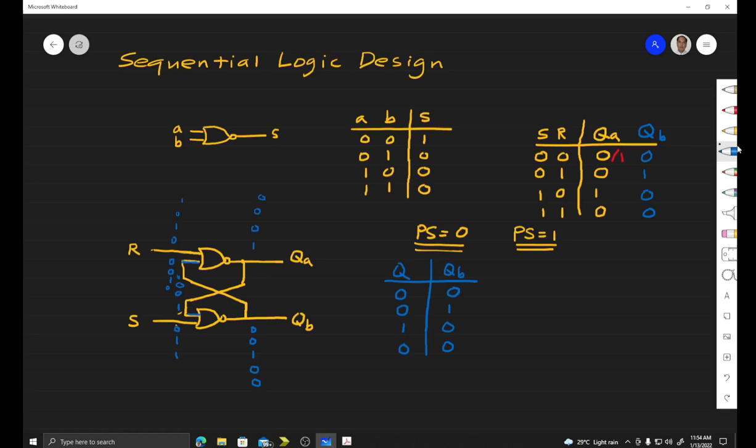So now let's do it if our present state is 1 for this output, or this state QB.